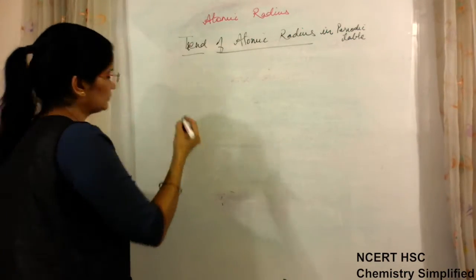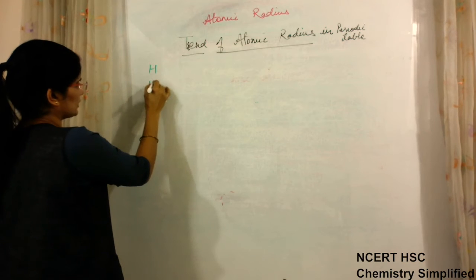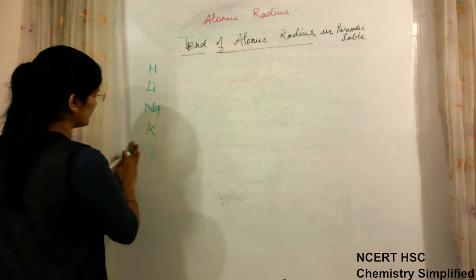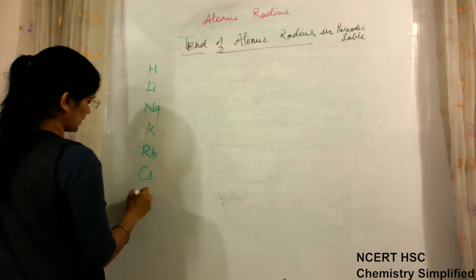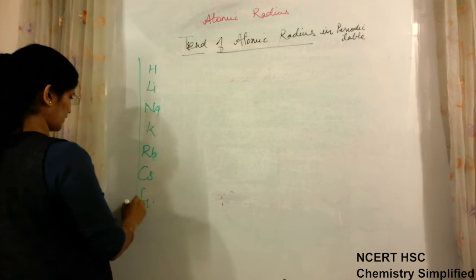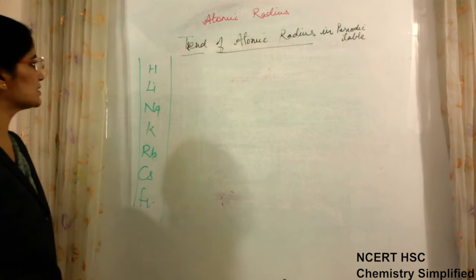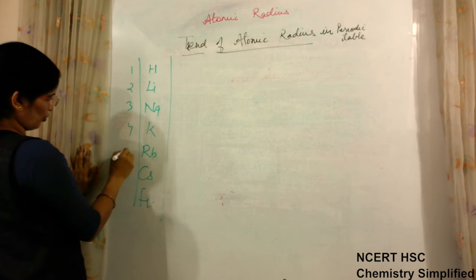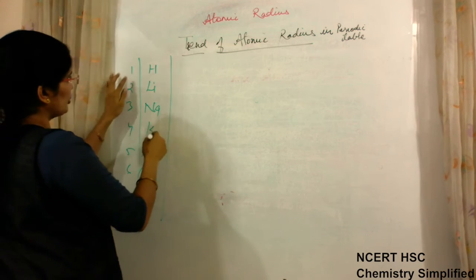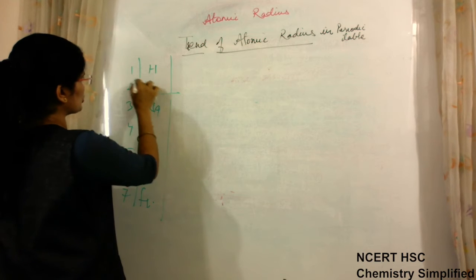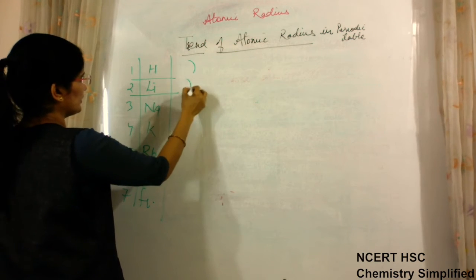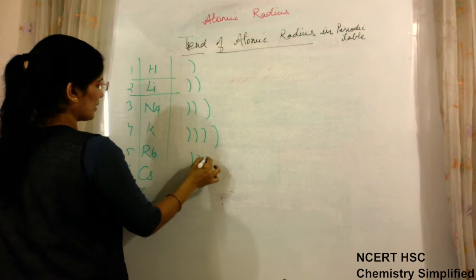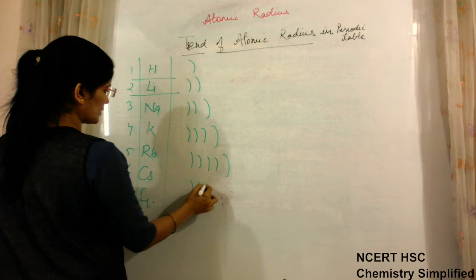If we write hydrogen, then lithium, sodium, potassium, rubidium, cesium and francium. This is one group. Any one group we can consider. Now what we see, this is period number 1, period 2, 3, 4, 5, 6 and 7. We know that whatever is the period number, that is the shell number. The hydrogen atom has only one shell, lithium has 2, sodium has 3, potassium has 4 shells, rubidium has 5 shells, cesium has 6.